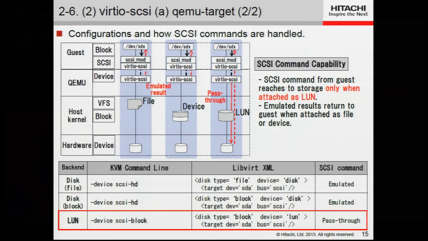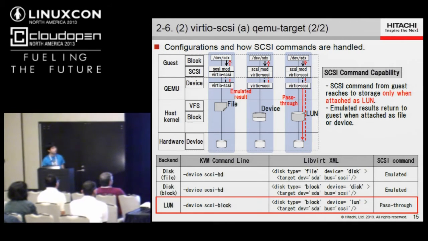Just the same as virtio block, virtio-scsi with QEMU target has three types of configuration: attaching as a file, attaching as block, and attaching as raw. SCSI command from guest reaches the storage only when attached as raw. In other configurations, an emulated result will be returned by the QEMU device layer. So the guest will see the emulated result from the QEMU layer. So SCSI command from the guest does not reach the storage in the file case and block case. And I also summarize how to configure this in this table.